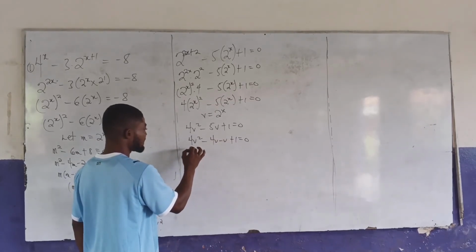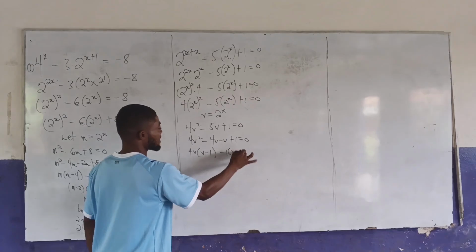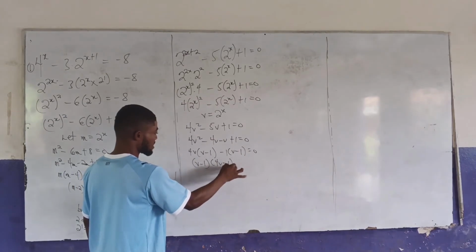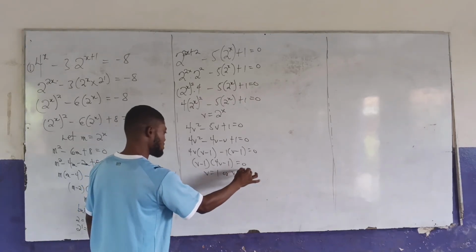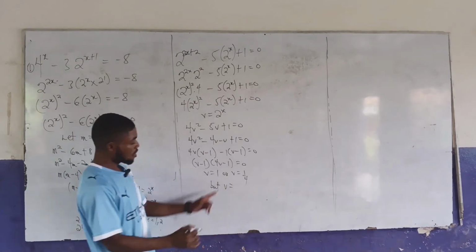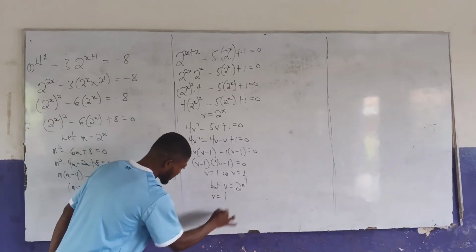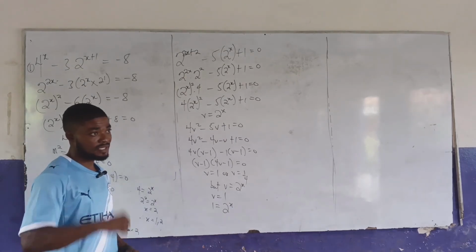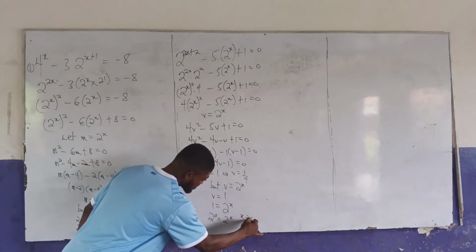v is common, 4v is common. Then we have v minus 1. Minus 1 is common, v minus 1 is equal to 0. But v minus 1, 4v minus 1 is equal to 0. v is equal to 1 or v is equal to 1 on 4. But we said v should be equal to 2 to the power x. And so when v is equal to 1, then we can have 1 being equal to 2 to the power x. And then we know any number raised to the power 0 is equal to 1. And so 2 to the power 0 gives us 1. And so therefore x is equal to 0.